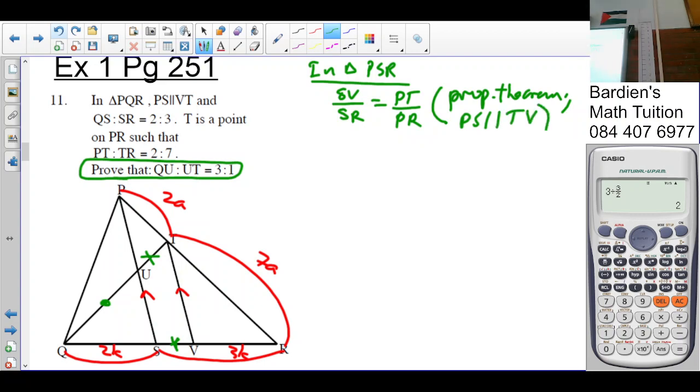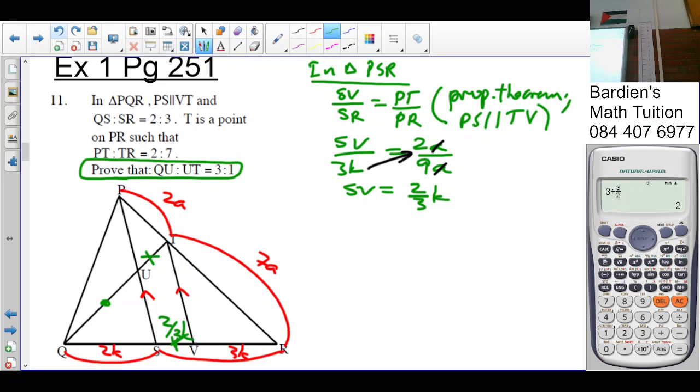So SV is what we want to calculate, over SR, which is 3K, is equal to PT, 2A over 9A. So what happens now? A is cancelled, take the 3K up, and SV is equal to 6 over 9, which is 2 over 3K. You all agree with that? So that is going to be 2 over 3K.